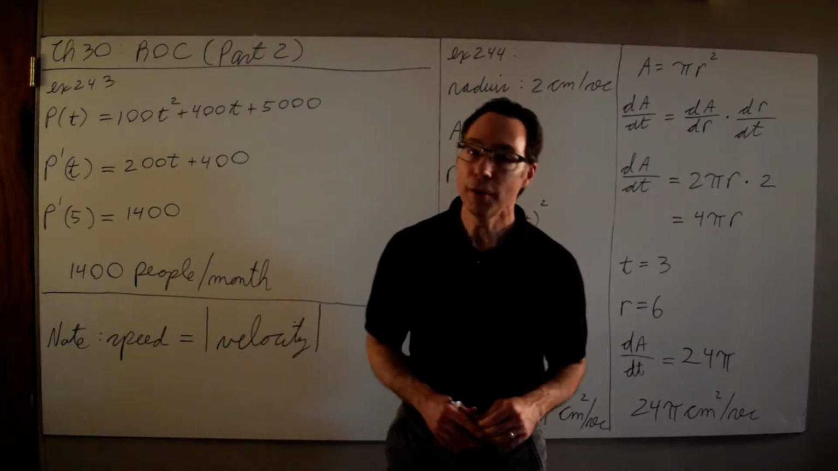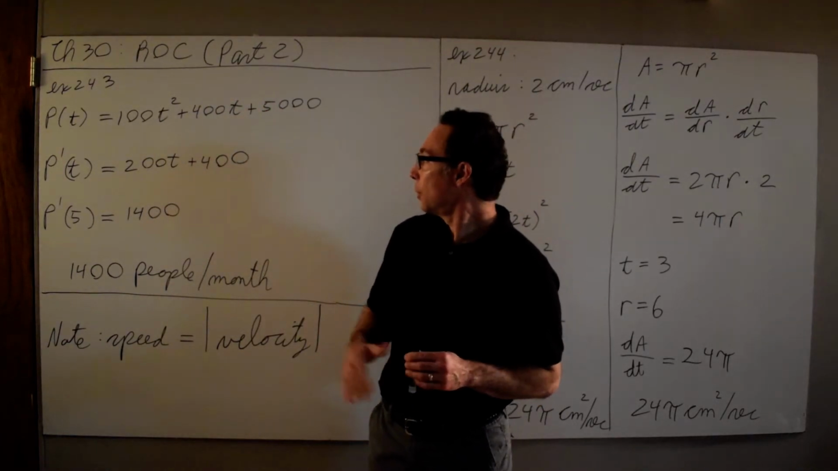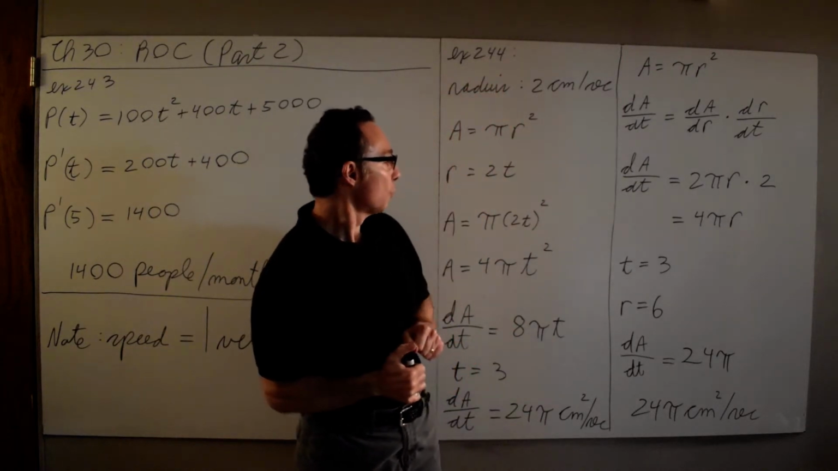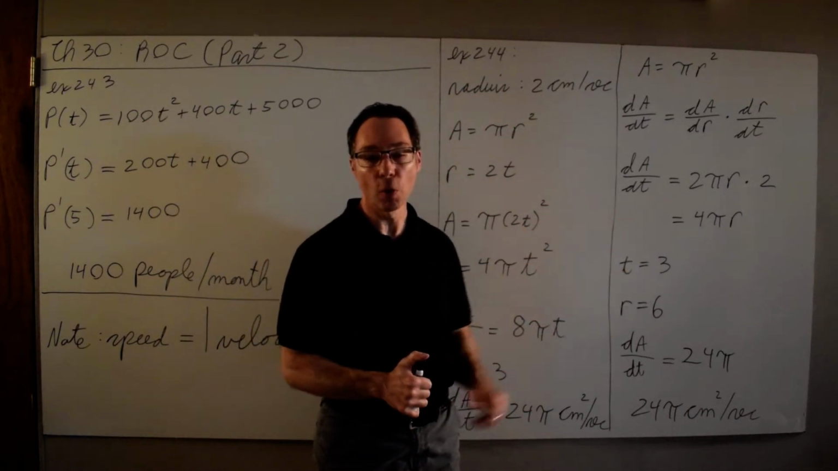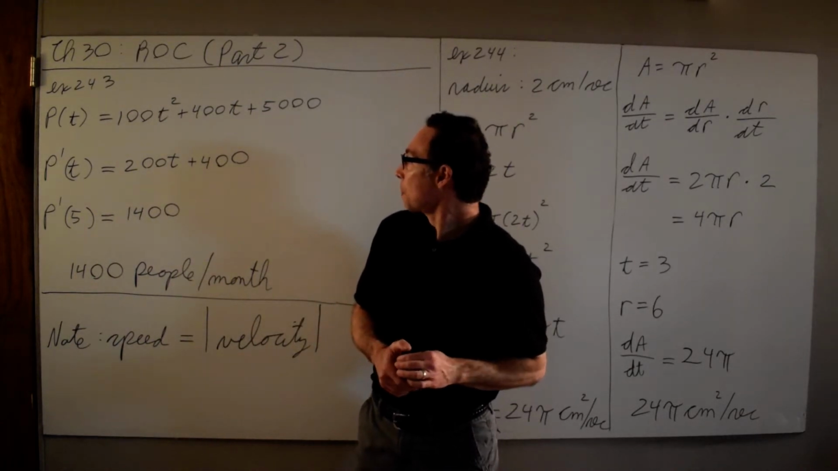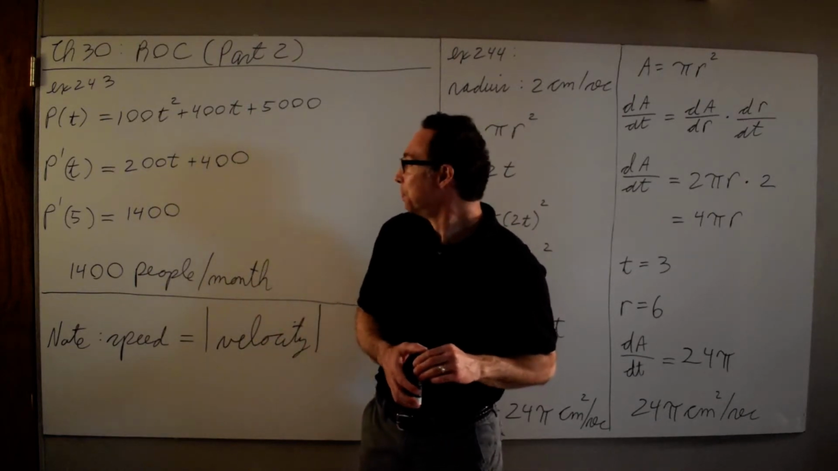So this is the second video on Chapter 30, Rates of Change. And so I'm going to look at example 243, example 244, which I'm going to work in two different ways. Neither one is exactly the way it's done in the notes. And then we'll talk about the difference between speed and velocity.